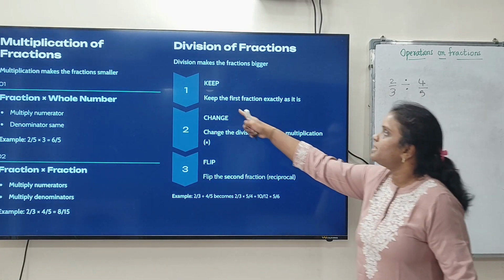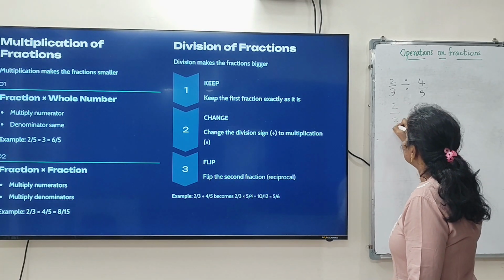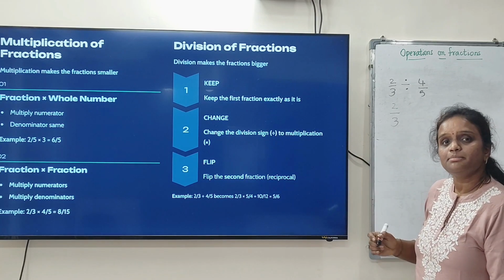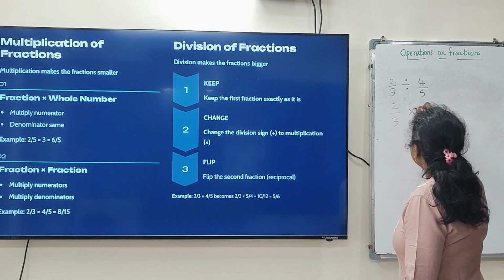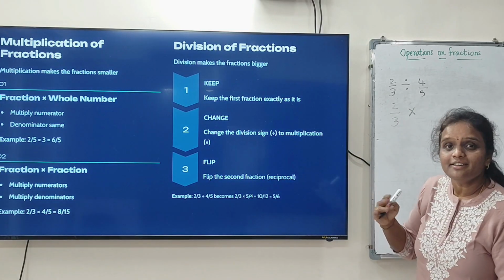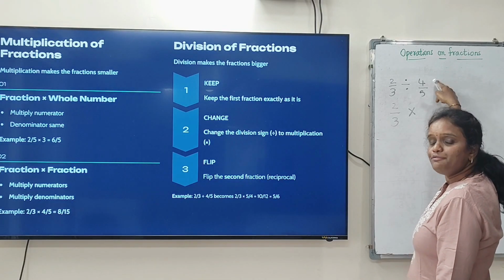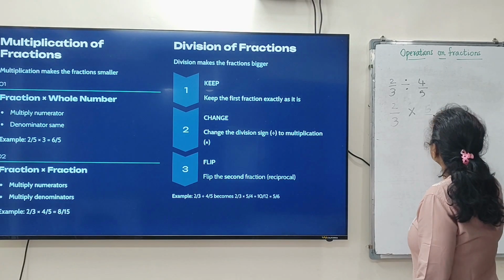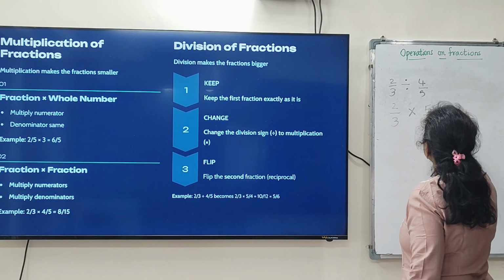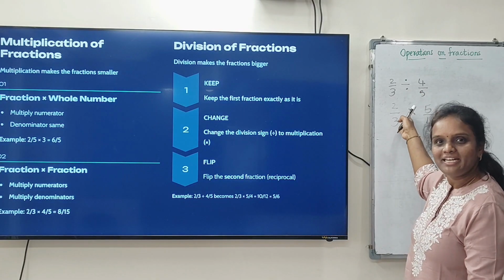According to our rule, the first one says keep. What to keep? Keep the first fraction as it is. 2 by 3 as it is. Now change the division symbol to multiplication symbol. I have changed division to multiplication. Now flipping the second fraction. So I will make 5 the numerator and 4 the denominator. So that can be written as 5 by 4. Simple. The division has turned into multiplication.